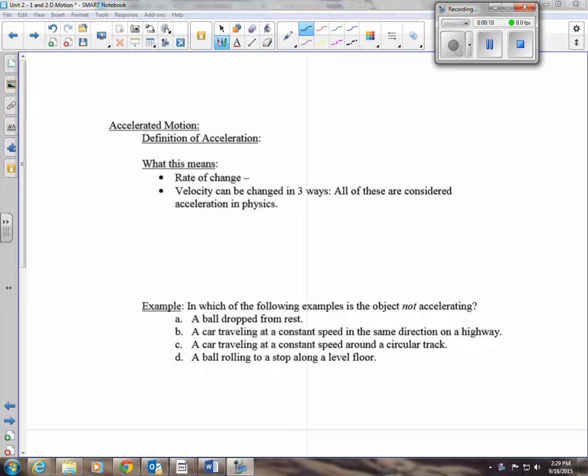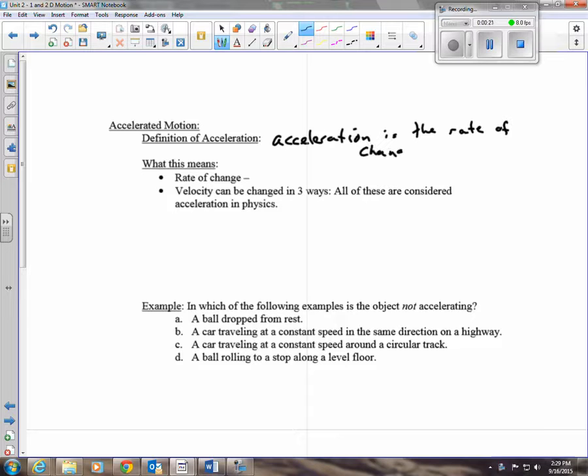So the definition of acceleration is the rate of change of velocity. How fast your velocity is changing. Whenever I want to calculate something that says rate, I'm going to divide by time. So acceleration is going to be the change in velocity over the change in time.